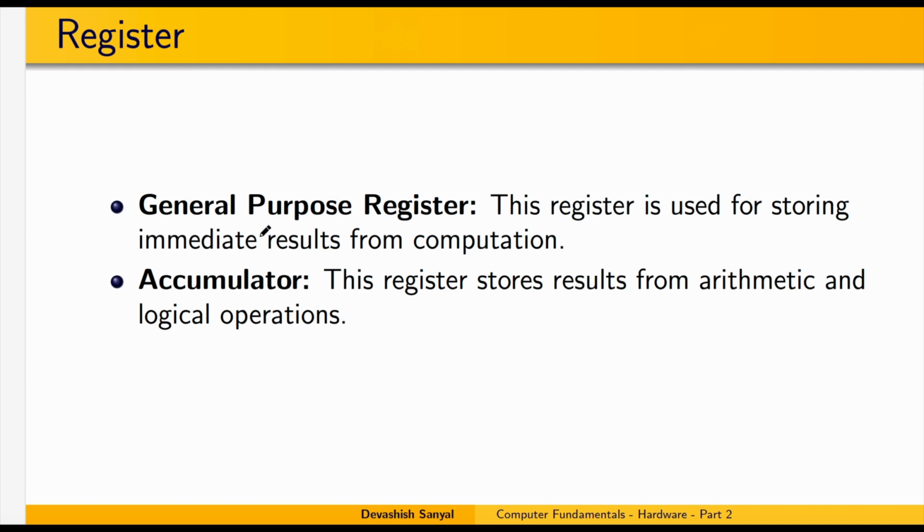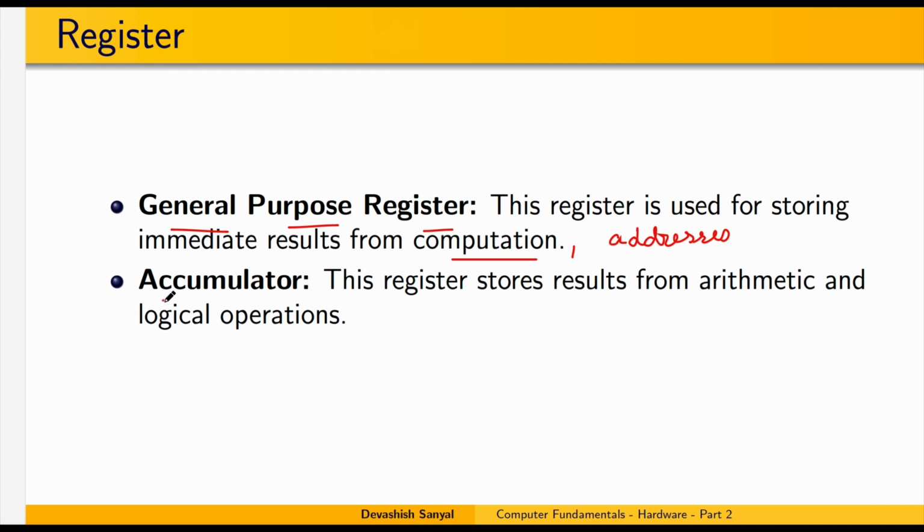Then you have a general purpose register. This register is used for storing immediate results from computation, as well as it can store addresses also. So it's general purpose. It can store data from computation, and it can store addresses and other kinds of things.